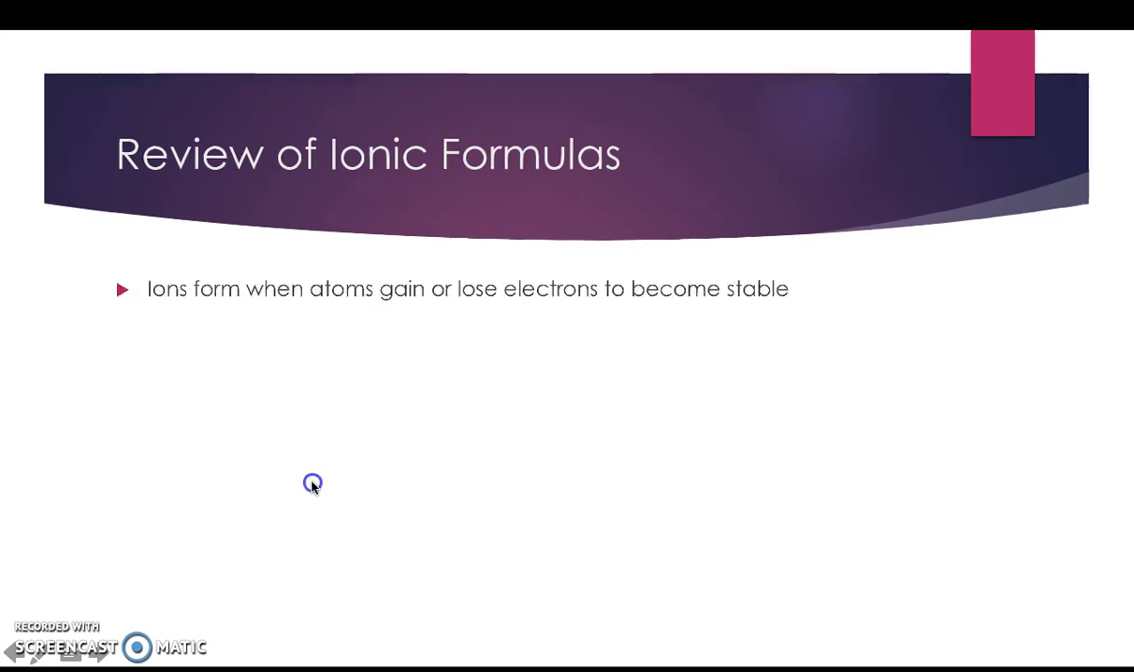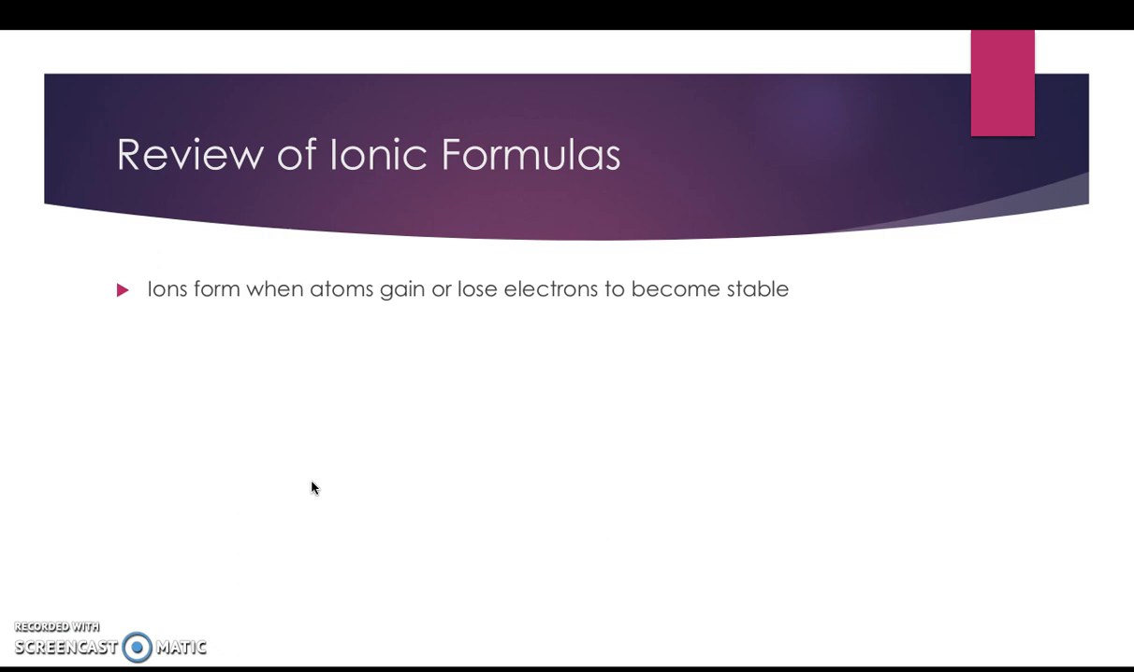Review of ionic compounds. Ions form when atoms gain or lose electrons to become stable. So atoms are lazy. They are going to do the easiest way. We're trying to get 8 outer electrons and they're going to lose or gain based on how many outer electrons they have. So if they have 1 outer electron, the easiest thing for them to do is to lose that 1 electron and kind of go back an energy level. If we have 7 outer electrons, it's way easier to just gain 1 more to be at 8 than to lose those 7.